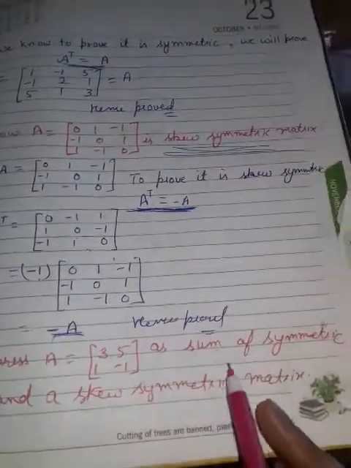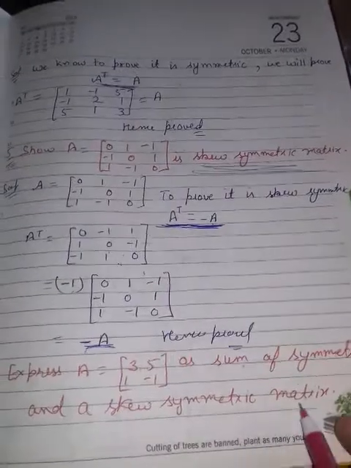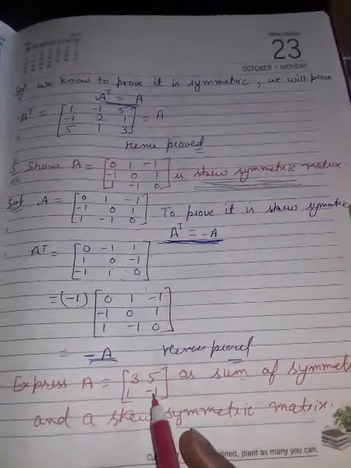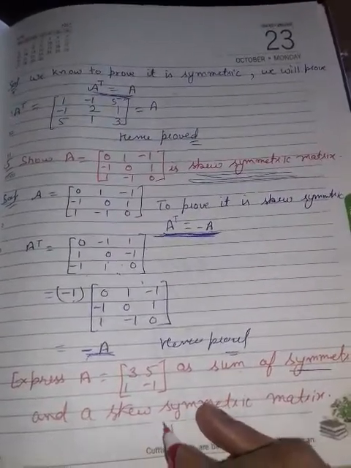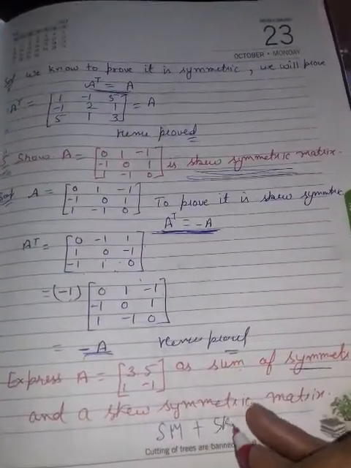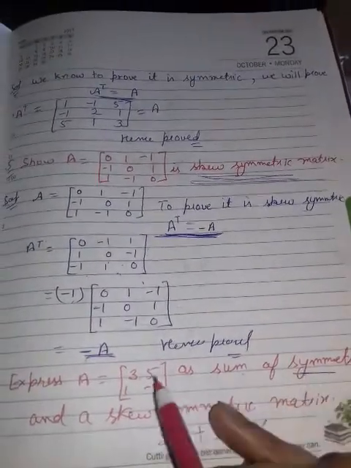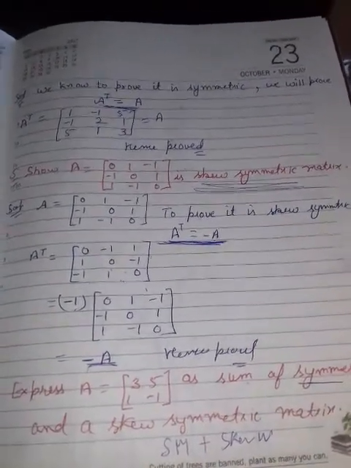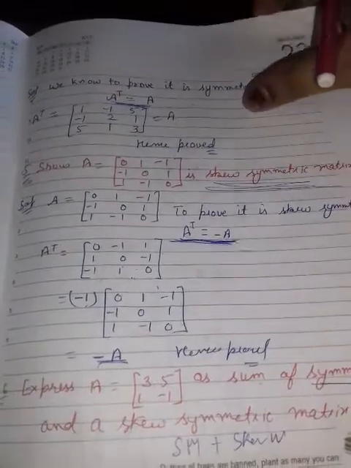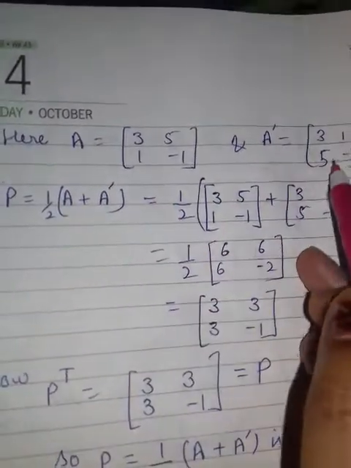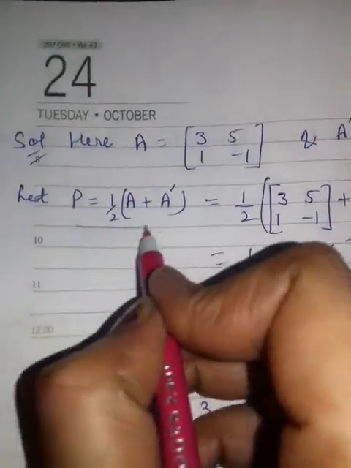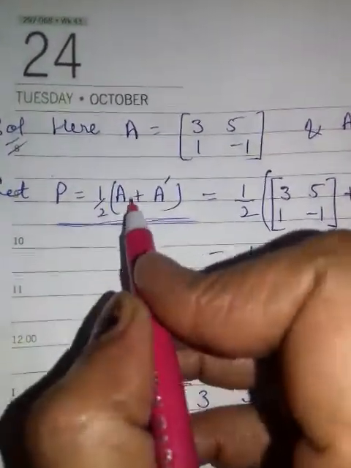Express this matrix as a sum of symmetric and a skew symmetric matrix. Means you have to express it as a sum of, sum means plus, of what? One, a symmetric matrix plus a skew symmetric matrix. Okay, first we have to prove this matrix symmetric, then prove skew, then we will sum both of them. How will we do? Firstly A is given, you will take its transpose. Clearly, symmetric and skew symmetric, whenever you see, you will take its transpose.